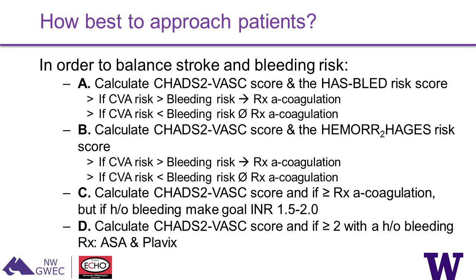Choice C is calculate the CHADS-2 VASc score, and if it's greater than or equal to, it should say 2, greater than or equal to 2, prescribe anticoagulation. But if there's a history of bleeding, reduce the INR goal to 1.5 to 2 as opposed to 2 to 3. Choice D is calculate the CHADS-2 VASc score, and if it's greater than 2 and the patient has a history of bleeding, as our patient does, prescribe aspirin and Plavix and not systemic anticoagulation. So I don't know how rapidly the polling results will show, but punch in your choice.